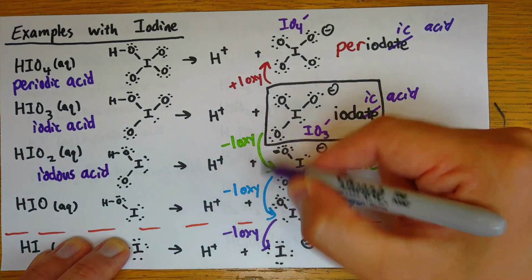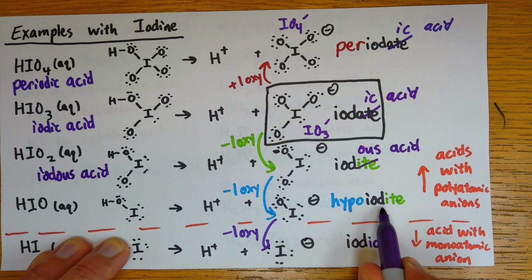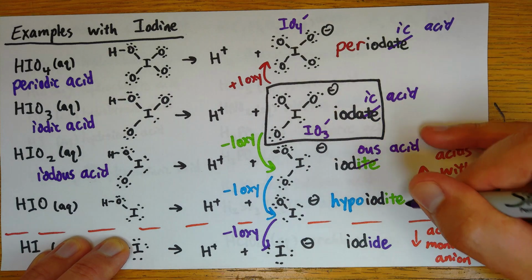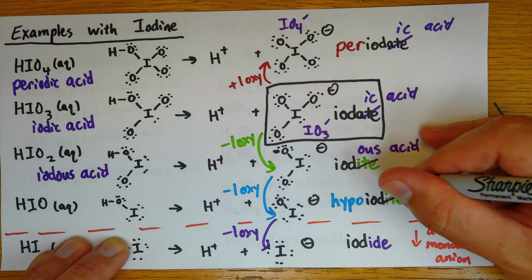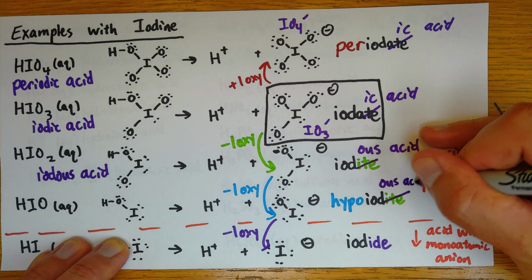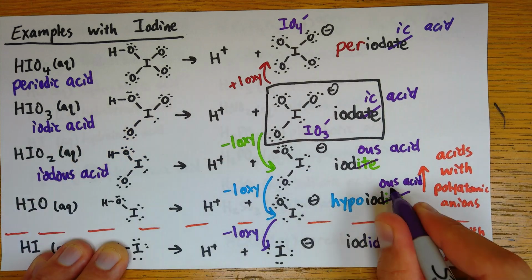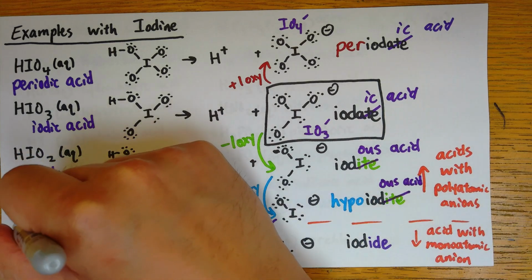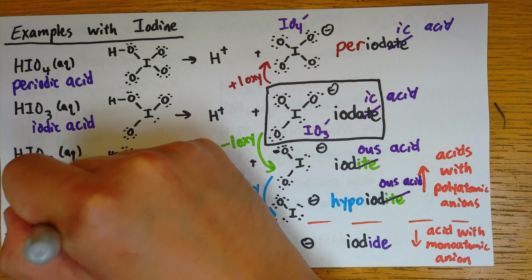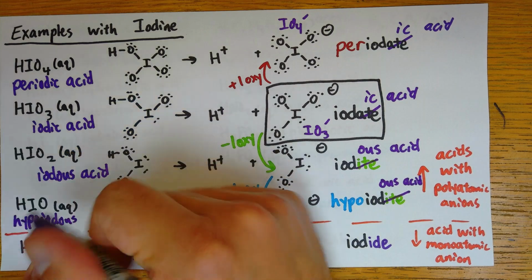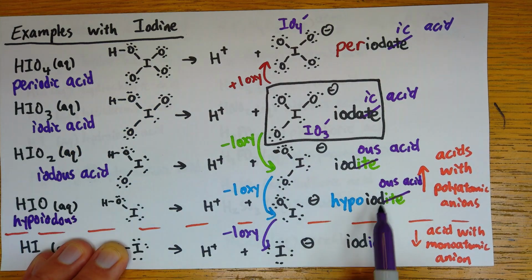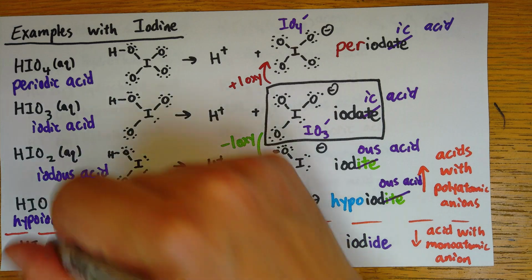All right, remove another oxygen, we get the hypoiodite anion. Ite ending, Sprite is delicious, right? So we get OUS acid. So this will be hypoiodous acid. I didn't add the prefix hypo here. That was already a part of the name for the polyatomic anion, hypoiodite.